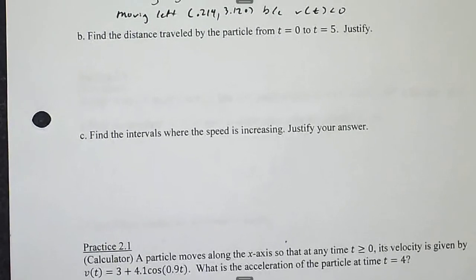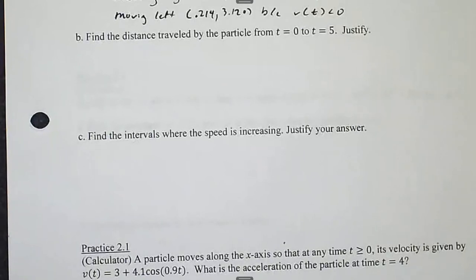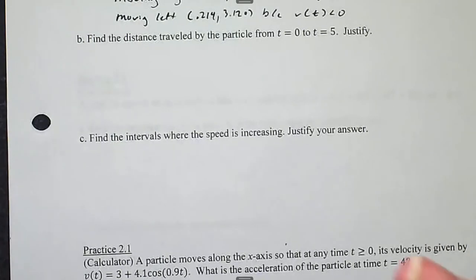Okay, let's find the distance traveled by the particle from 0 to 5. So to find the displacement, I would just do s of 5 minus s of 0 to find the change in position. But for distance, I've got to calculate it at 3 different places. I've got to calculate it from 0 to the first time it changes direction, then from then to the second time, and then from then to 5.